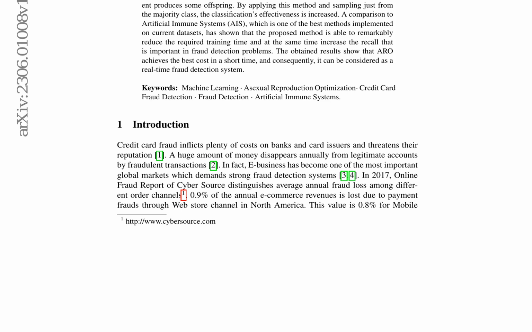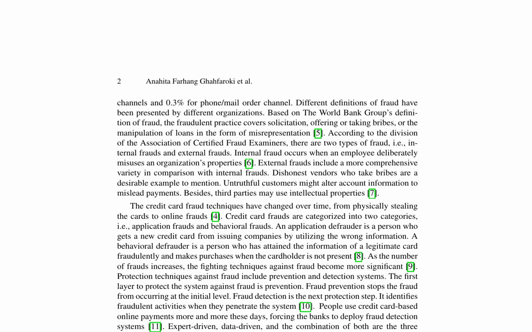The authors applied this method on a publicly available dataset and compared it with artificial immune systems, ICE, one of the best methods implemented on current datasets. The results show that ARO achieves the best cost in a short time, making it suitable for real-time fraud detection systems.